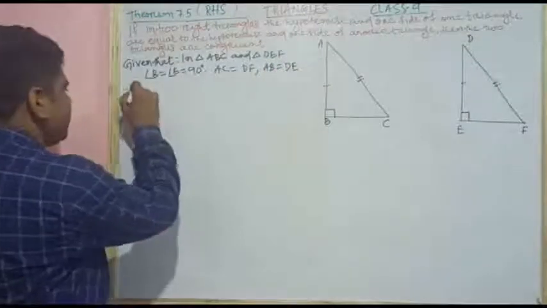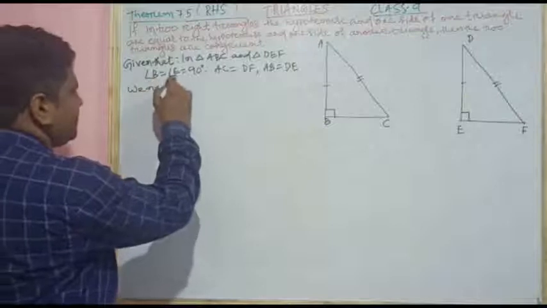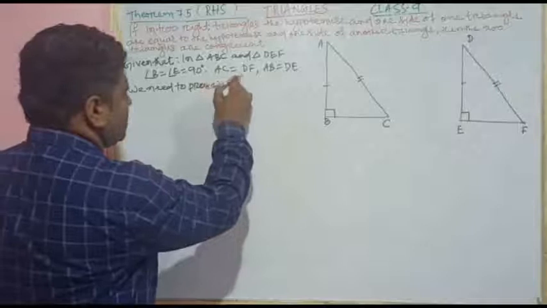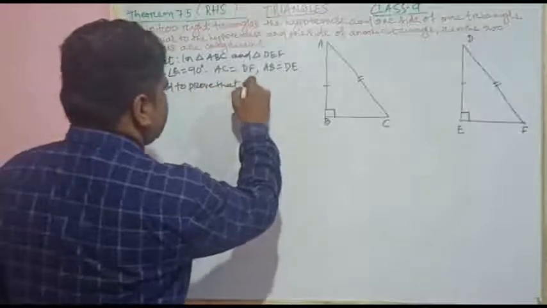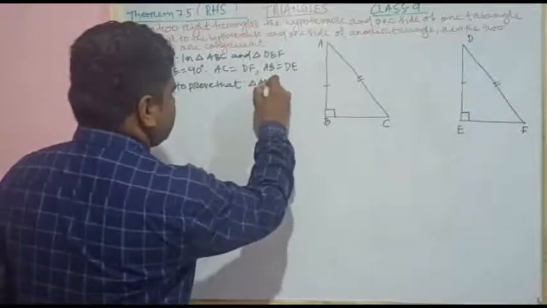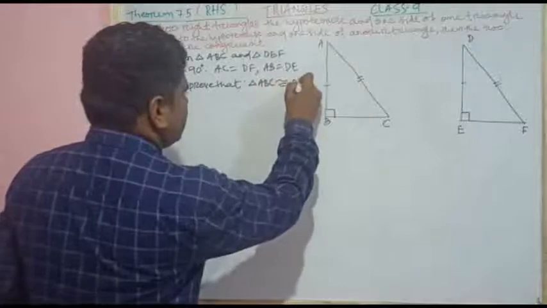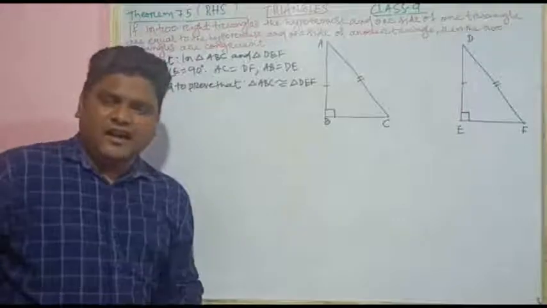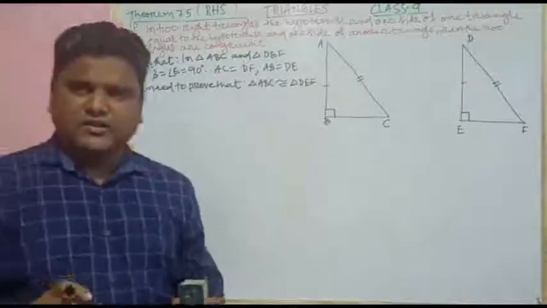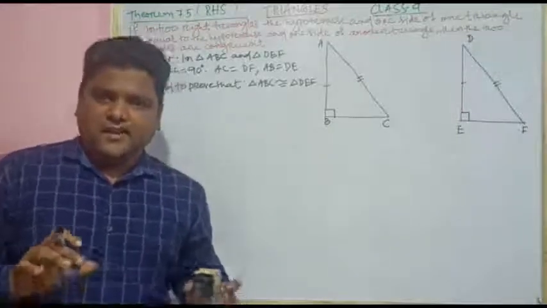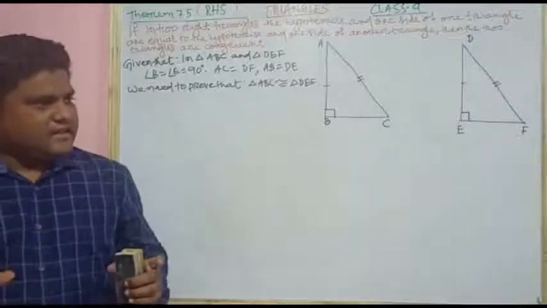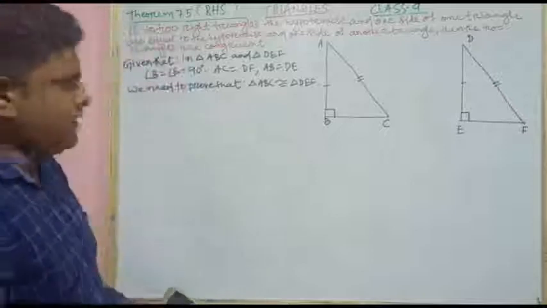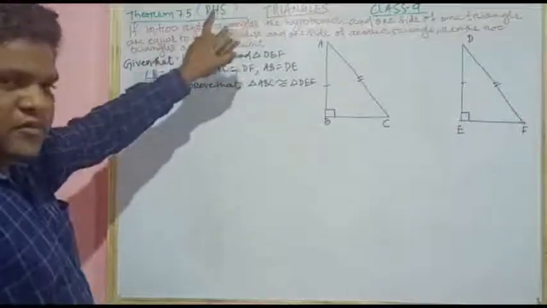We need to prove that triangle ABC is congruent to triangle DEF. We have already learned the congruence rules, that is SAS, ASA, AAS and SSS. Now we will take RHS. We have to prove this.